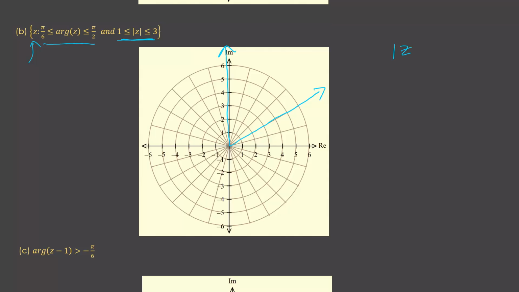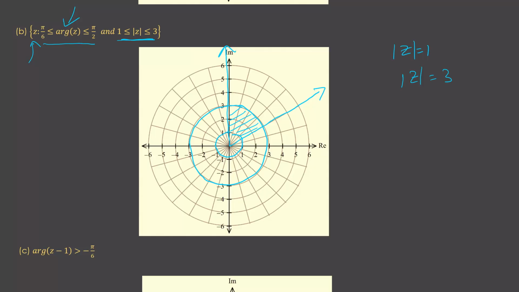Well, we know that mod z equals 1 is a circle of radius 1, centre at the origin. And mod z equals 3 is a circle of radius 3, centred at the origin. So our z needs to be between the rays and between the two circles. In other words, it's going to be this part just here.